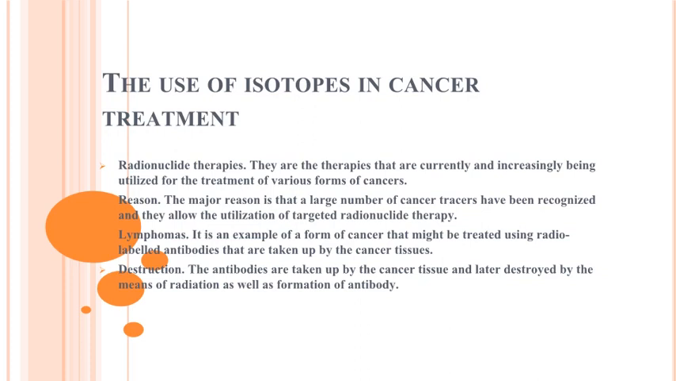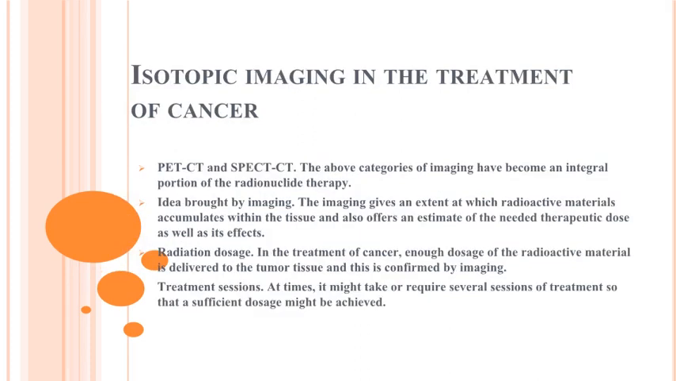PET-CT and SPECT-CT imaging are the greatest categories of imaging that use the concept of isotopes in the treatment of cancer. It is also an integral part of the radionuclide therapy. The major idea brought about by the imaging is that it tells the extent to which radioactive materials accumulate in the tissues, and also aids in identifying the therapeutic dose that is required and the effects of the dosage. Therefore, a sufficient dosage of radiation is delivered to the tumor tissue and it is confirmed by imaging.